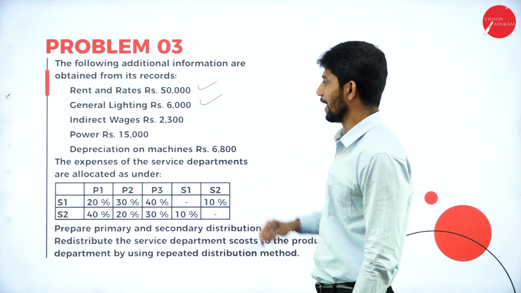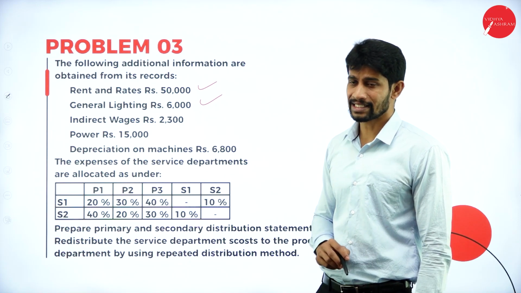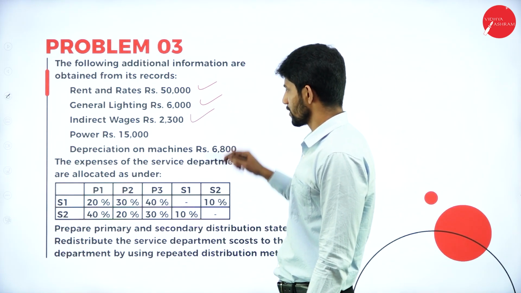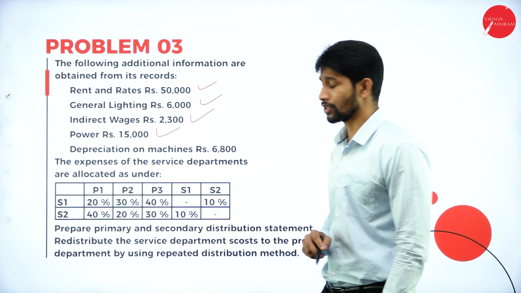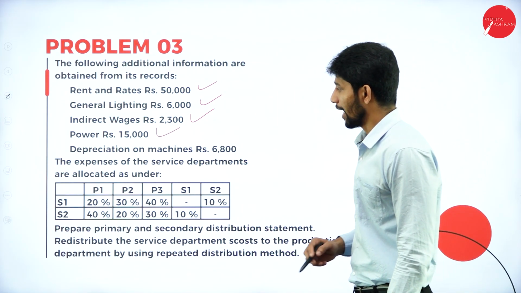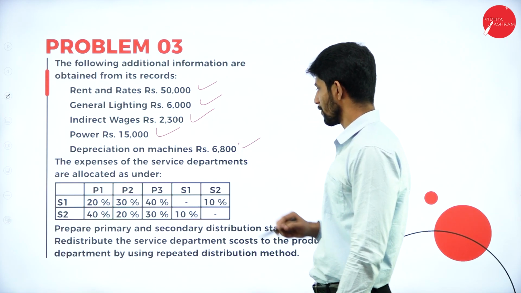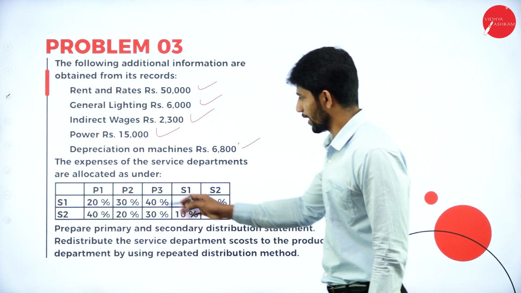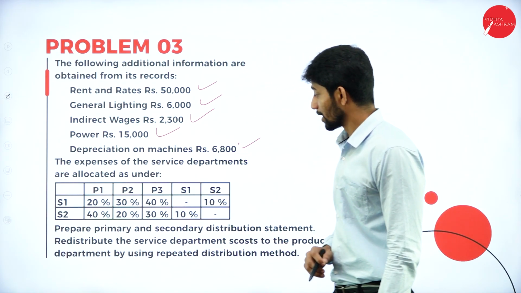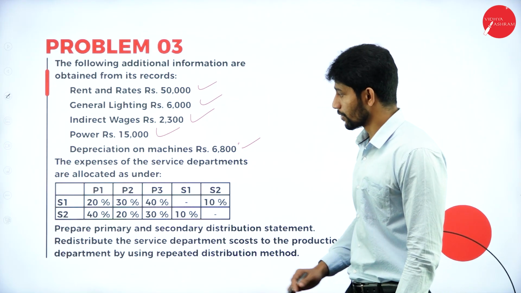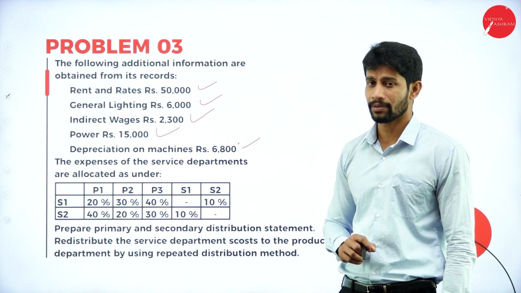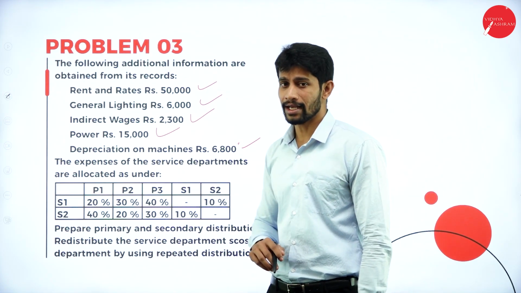Next, general lighting. This is 6,000 rupees. Indirect wages 2,300. Power 15,000. And depreciation on machine 6,800. So the expenses of service departments are allocated as under.